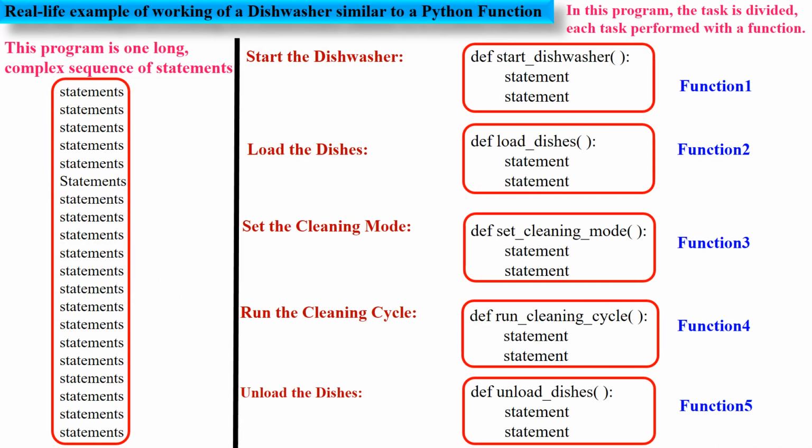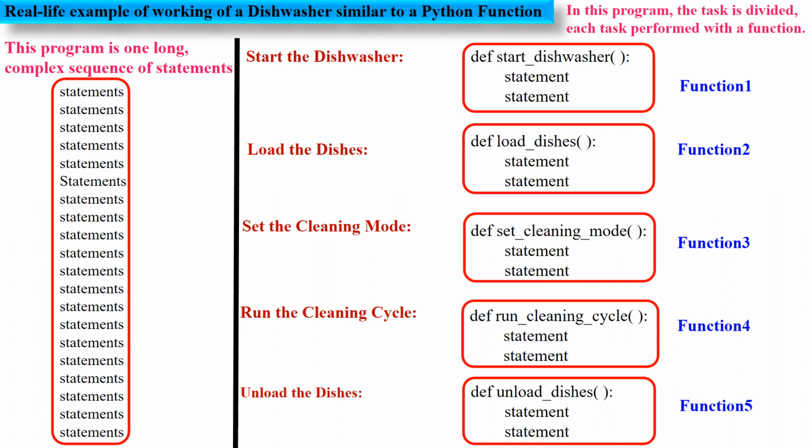Let's consider a real-life example of a dishwasher to understand how functions could be utilized in Python. Imagine you want to create a program that simulates the operation of a dishwasher. Now, look at the left side of the screen. This program is one long, complex sequence of statements. Now look at the right side. Here's how you could use functions to achieve this. In this program, the task is divided into smaller tasks. Each task is performed by a separate function.